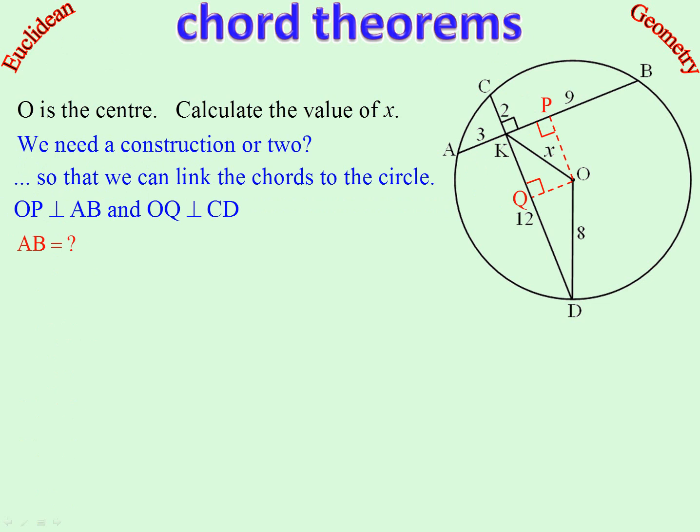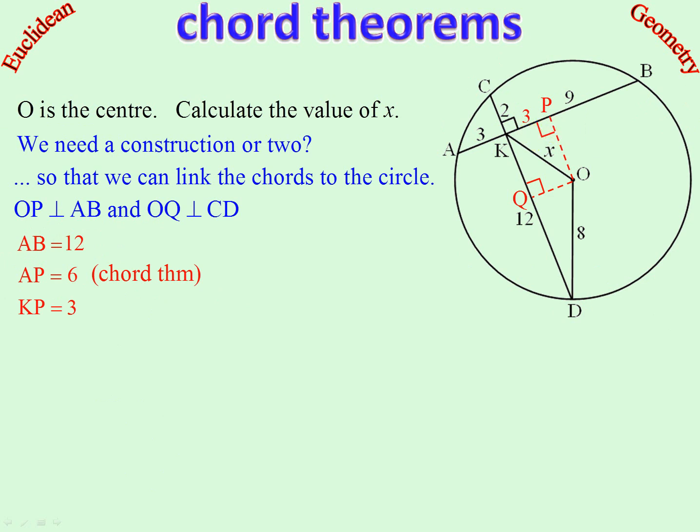AB equals, not a trick question, 12, 3 plus 9. Therefore, what's AP equal to? Remember, this is a perpendicular. Therefore, AP is 6. The reason being chord theorem. Which means we can give the length of KP now. Because we know that's 3, so KP is what's left, the other 3.